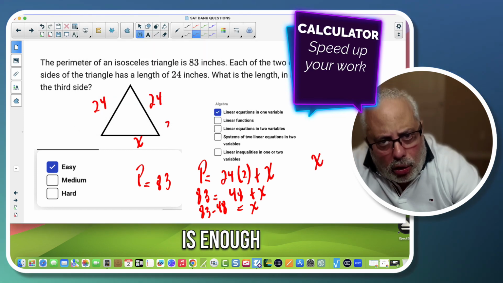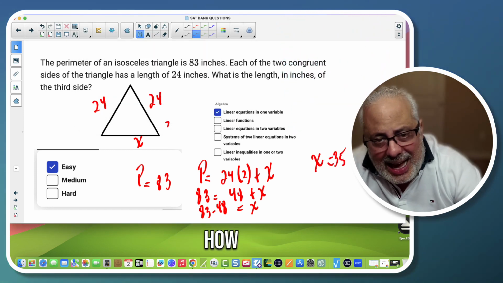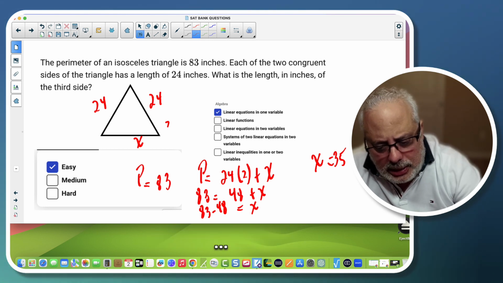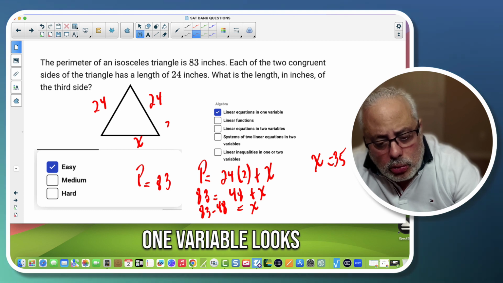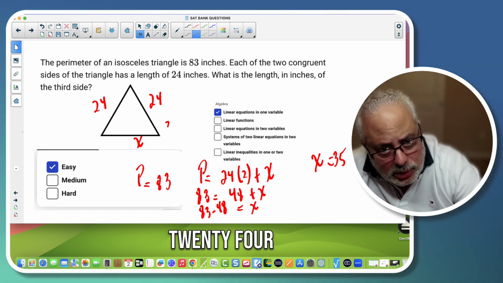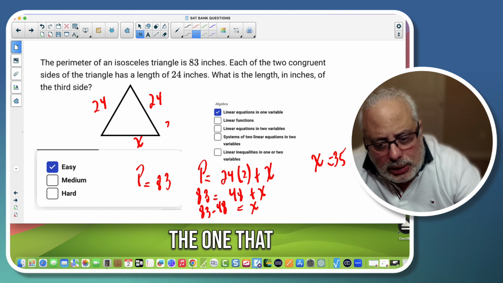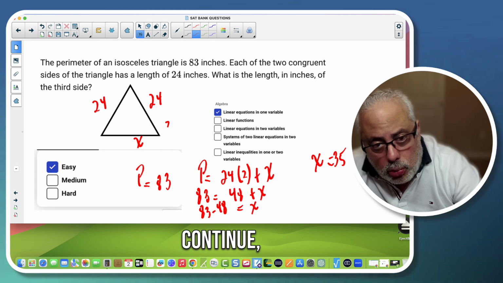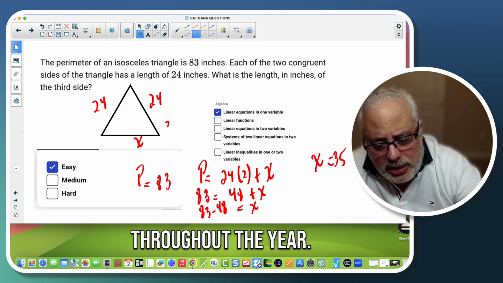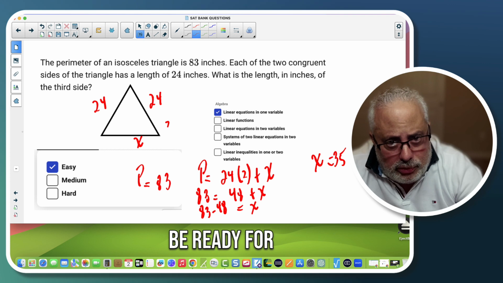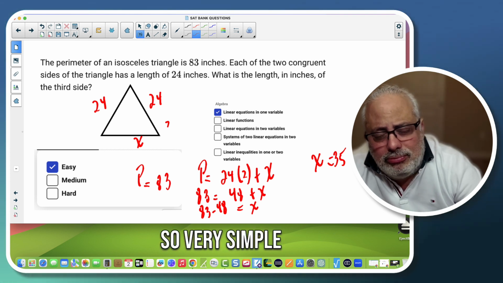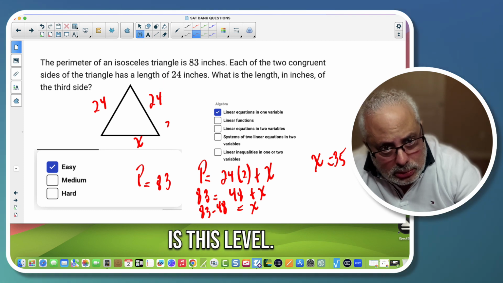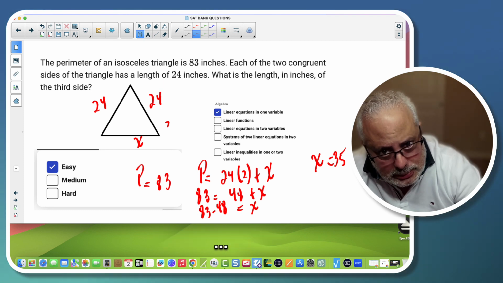I think this is enough to show you how the algebra domain, easy category, linear equation in one variable looks like in the SAT test 2024, the one that many students are going to take this month of March, or they will continue taking those tests throughout the year in order to be ready for college. So, very simple is this category and very simple is this level. Let's see what is next.